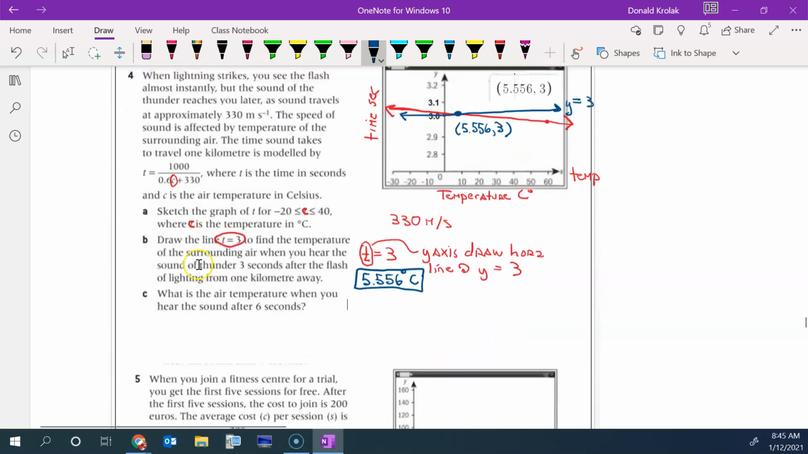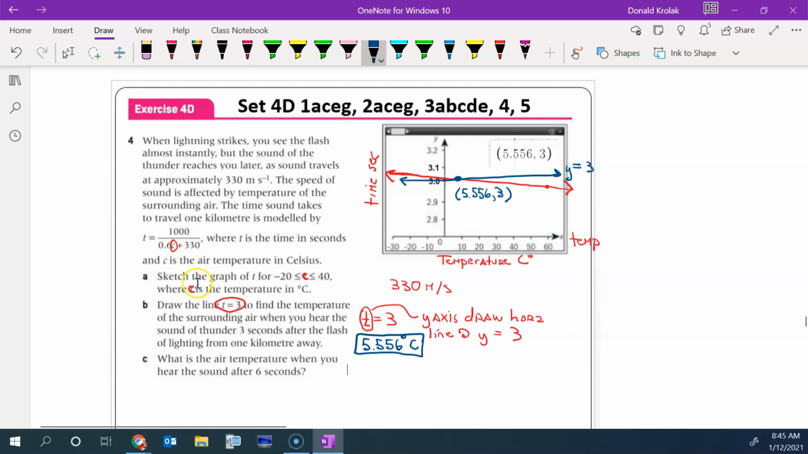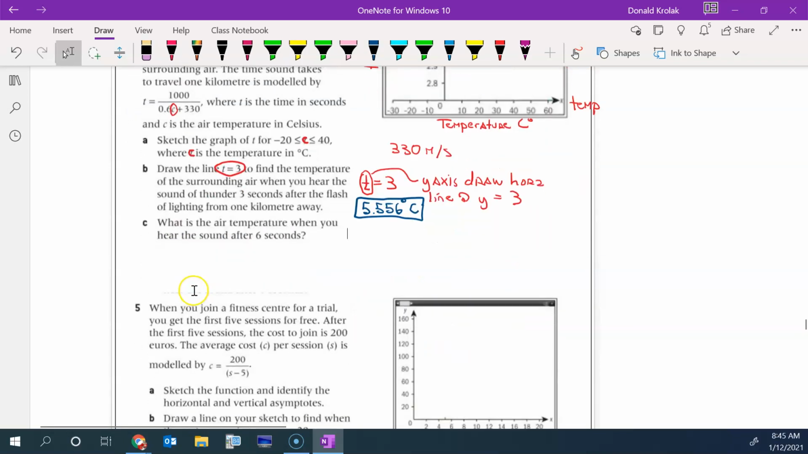Now you're going to repeat it for number 6. Now draw a line at y equals 6, and then find the intersection.